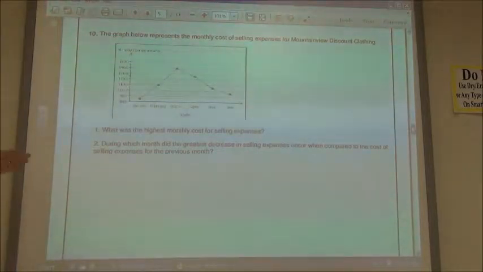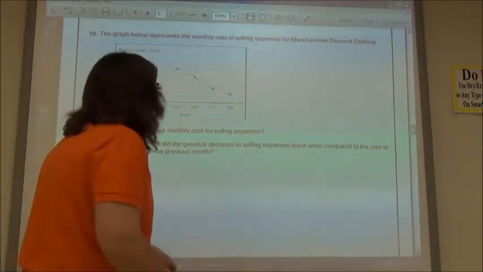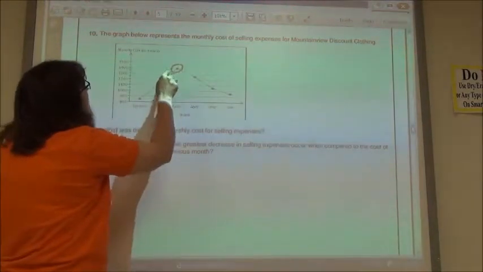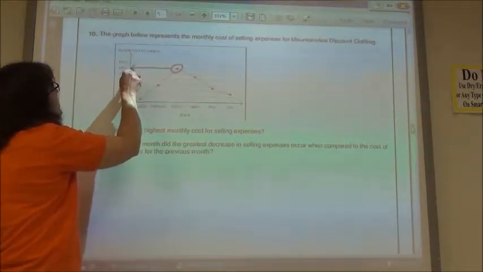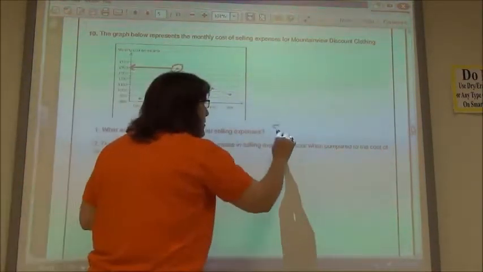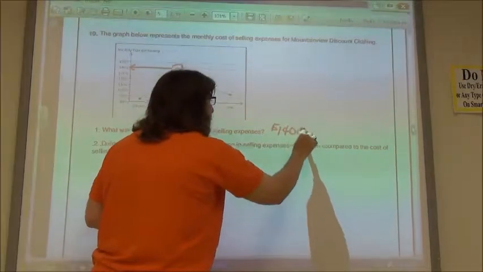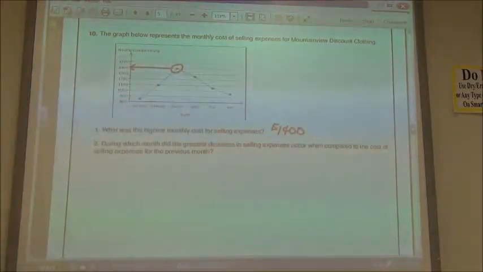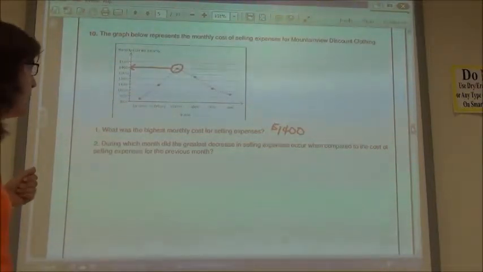So what was the highest monthly cost? The highest one is obviously going to be this top point. The highest cost was $1,400 then. During which month did the greatest decrease in selling expenses occur when compared to the cost of the selling expenses for the previous month?